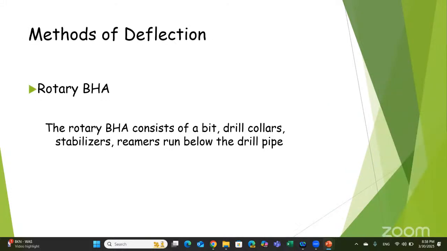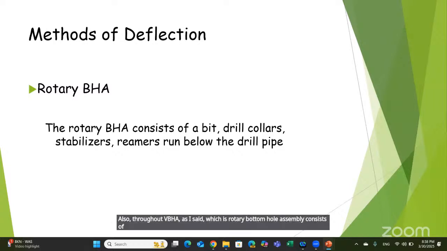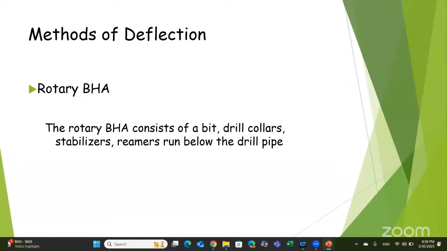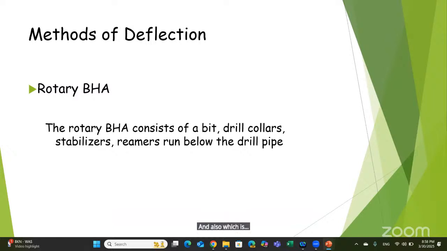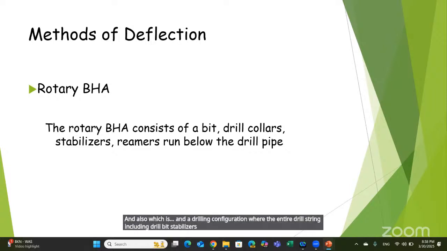Also the rotary BHA, as I said, which is the rotary bottom hole assembly, consists of a bit, drill collar, stabilizers, reamers, and so on. It is a drilling configuration where the entire drill string, including the drill bit and stabilizers, is rotated from the surface by the rotary table or top drive.